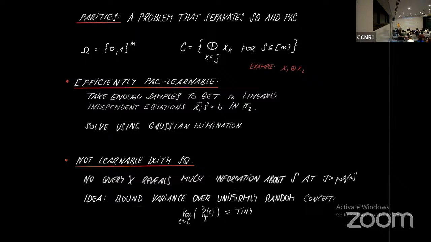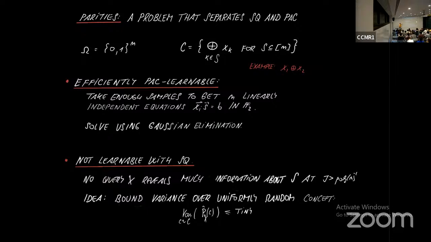And the concept class that splits these two learning models is the class of parities, as defined above. To give you some intuition as to why, when you're learning from random examples, you collect enough samples to build a linear system out of which you get the target parity, by matrix inversion or by Gaussian elimination. And it turns out that this is extremely difficult to do with SQ.